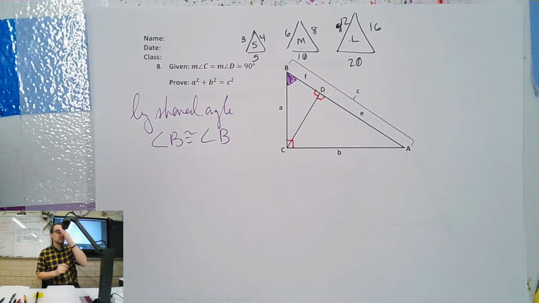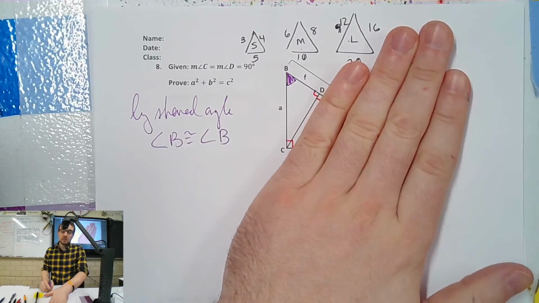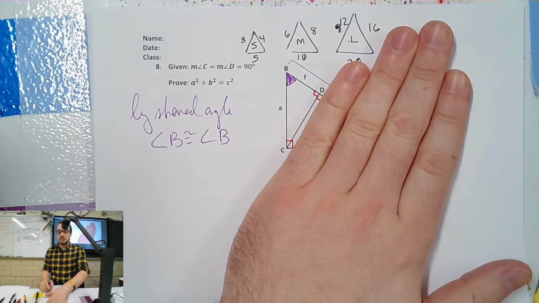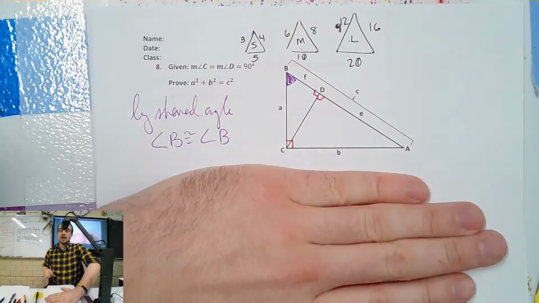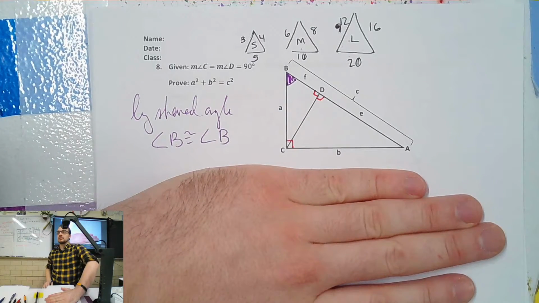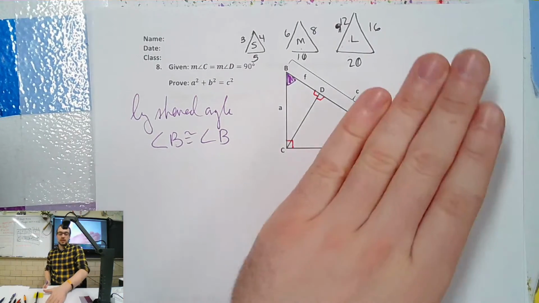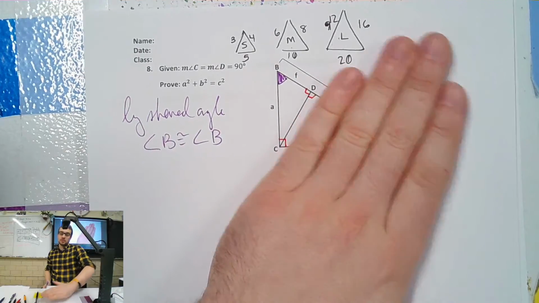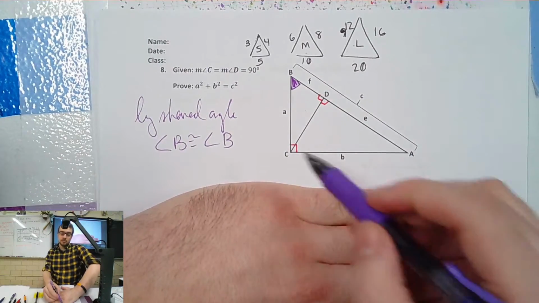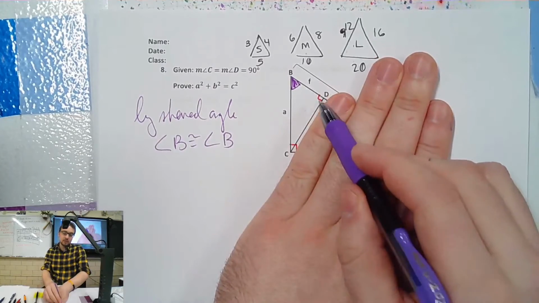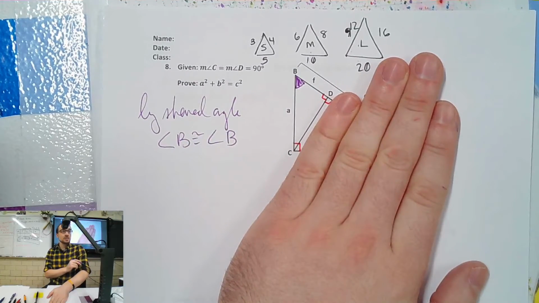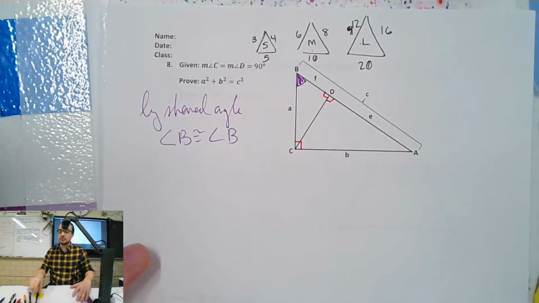And now check it out. The small triangle has a right angle and a purple angle. Does the biggest triangle also have a right angle and a purple angle? Right angle, purple angle. Right angle, purple angle. So by AA similarity, small and big are similar.